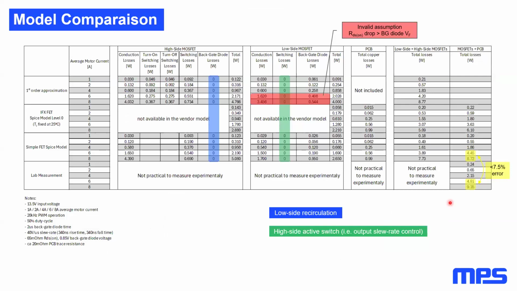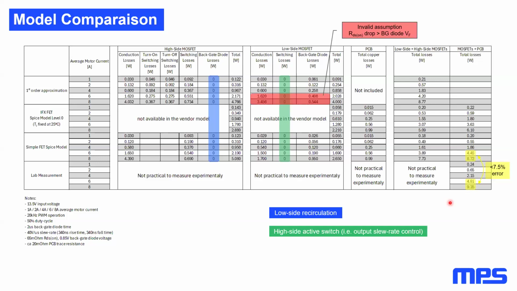And this table summarizes the power dissipation calculations, the simulations, and the measurement results. The first thing that immediately captures the attention is the reassuring fact that in case of low-side recirculation, it is safe to not consider body diode losses in the high-side FET, and to not consider switching losses in the low-side FET. This hypothesis was carried out in the first-order approximation calculations and is confirmed by the FET SPICE simulations.